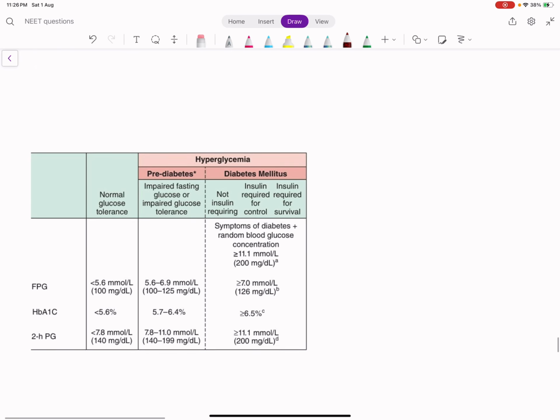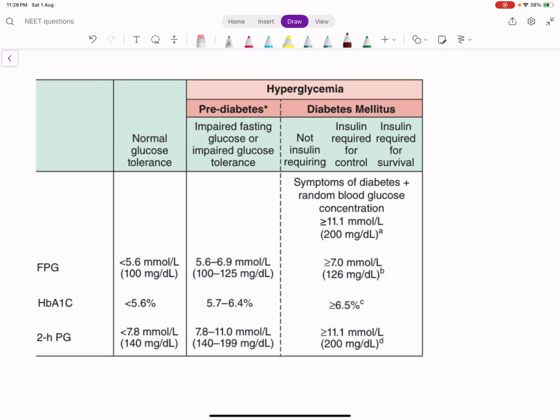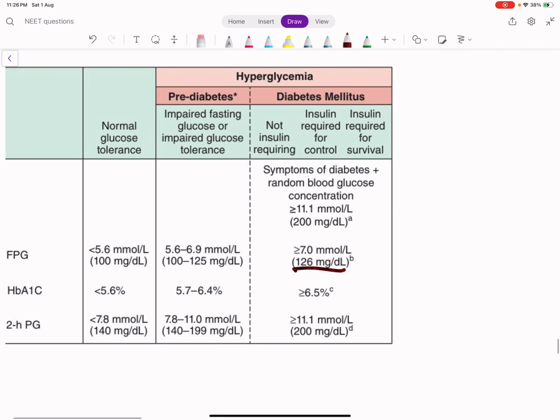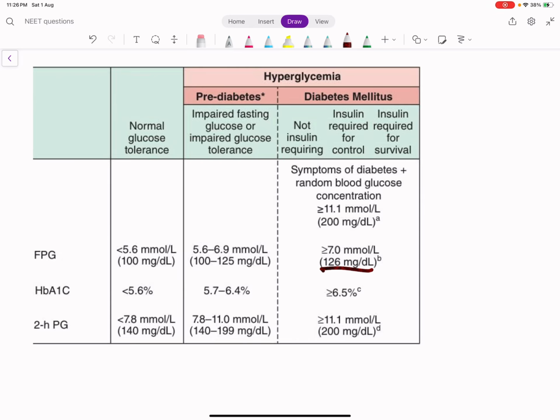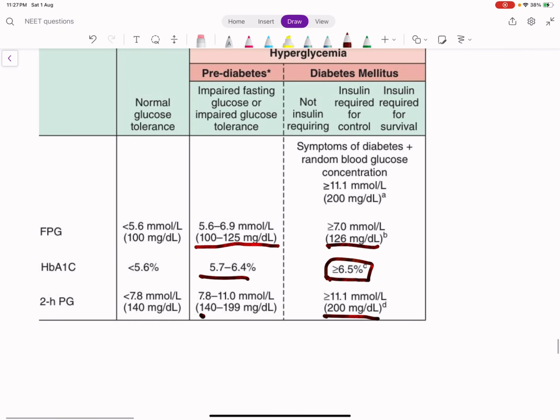So diabetes, we know the definition. So the diabetes is said to occur when fasting glucose is 126 milligrams per deciliter or more, 2 hours postprandial glucose is 200 or more, or HbA1c is 6.5 or more. What is pre-diabetes? HbA1c is 5.7 to 6.4. Fasting plasma glucose is 100 to 125, and 2 hours postprandial is 140 to 199.